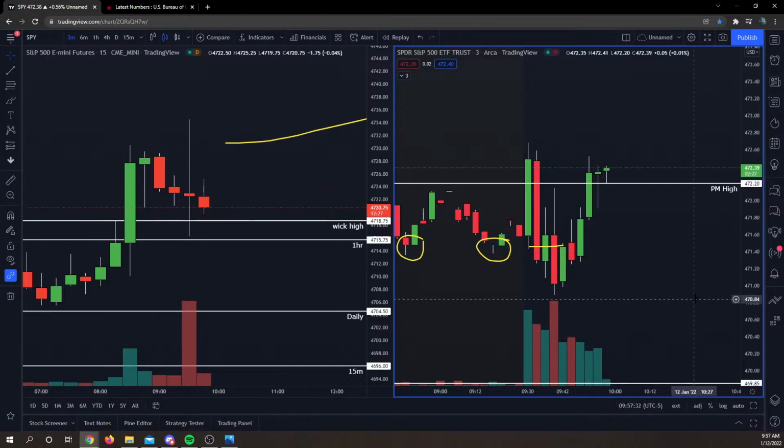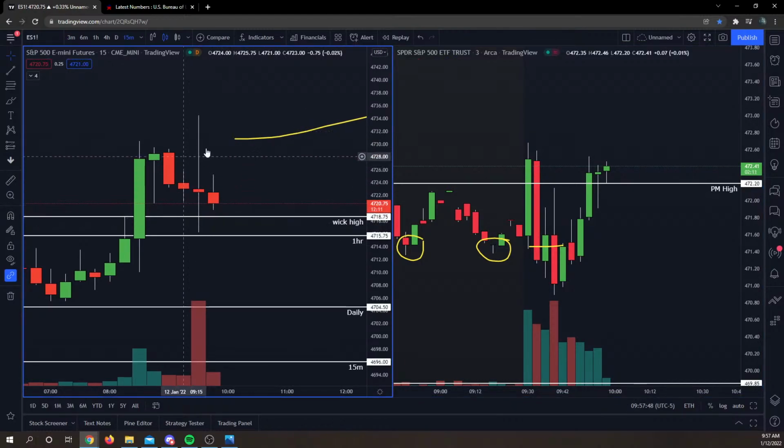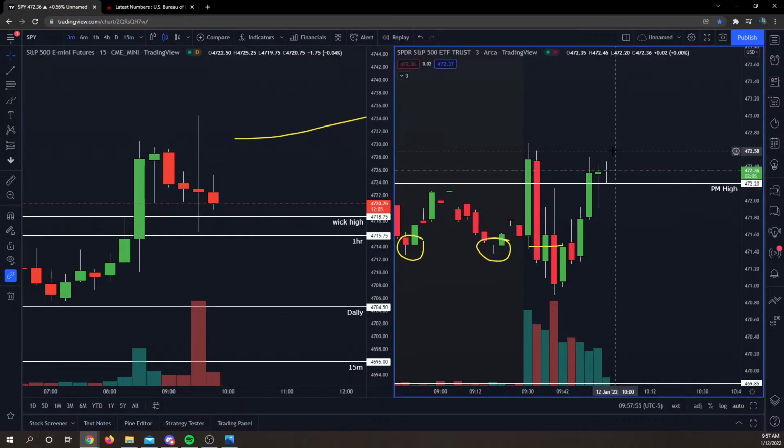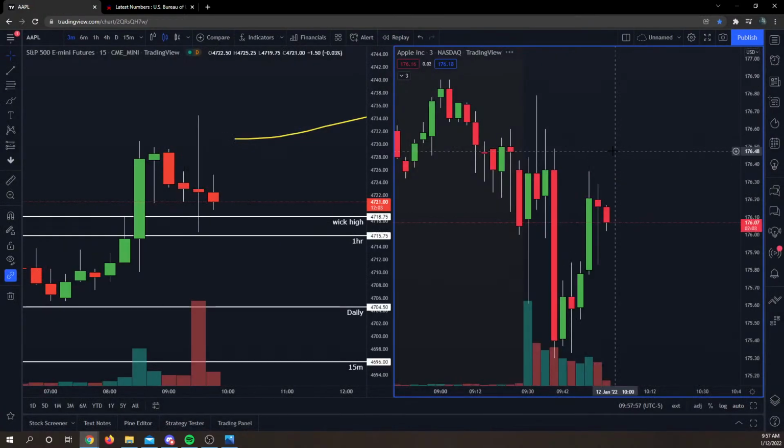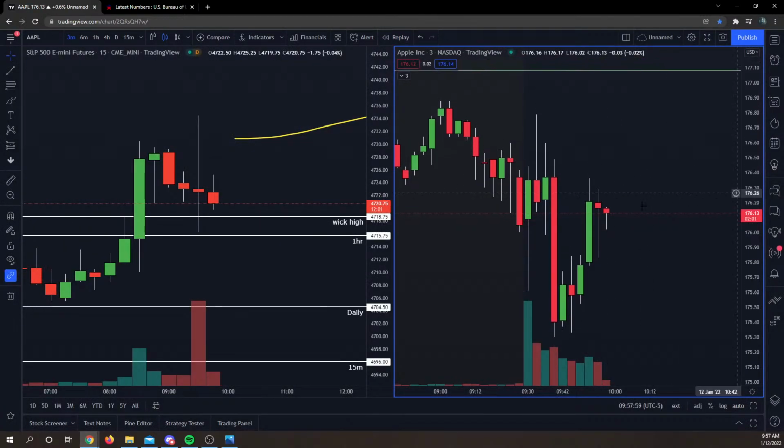30 seconds into this new 3-minute candle. Our previous candle on the E-mini futures had a wick below our wick high, coming right towards our 1-hour support level. Based upon this 15-minute candle that's building right now, we're still going to cycle our 1-hour bottom. Again, we have to monitor Apple as we're watching SPY. Apple seems to be reversing again.